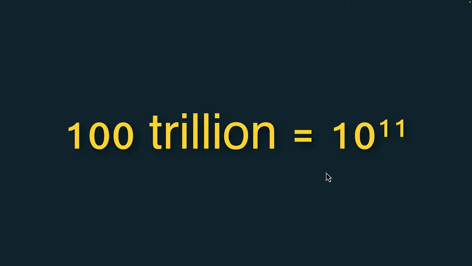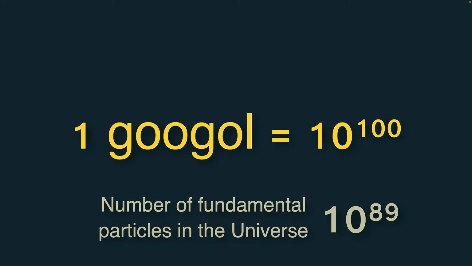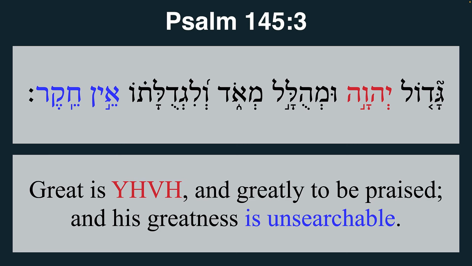Okay, but in fact, there are numbers which we can actually name, which is called a googol, for example, which is 1 followed by 100 zeros. Now, the total number of fundamental particles in this universe is only 1 followed by 89 zeros. It's a lot less than a googol. And so, the point I'm trying to make is that if we can't figure out pi, how can we figure out the full extent of the meaning and the import of the name of God?